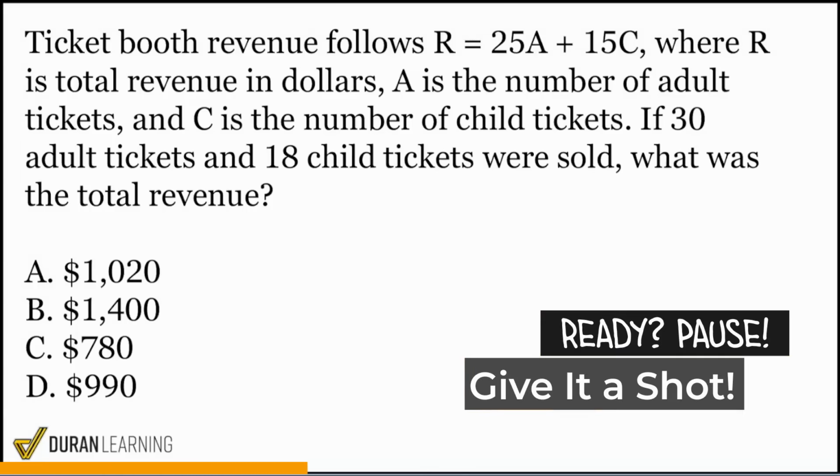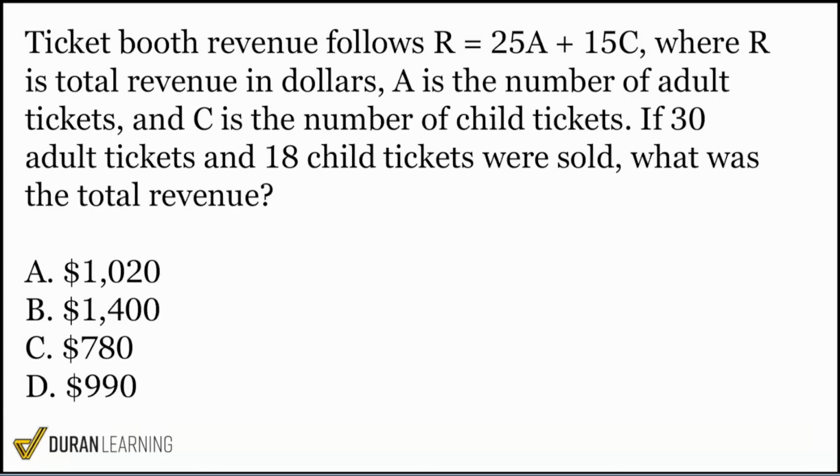All right, here's a problem that we are going to begin by reading the question sentence first, as always. So it says here, if 30 adult tickets and 18 child tickets were sold, that right there, everybody remember, anything that comes after the word if is conditional information. This is not what we're looking for, but rather information that we could use to achieve that answer. So after that comma, we see that it says, what was the total revenue?